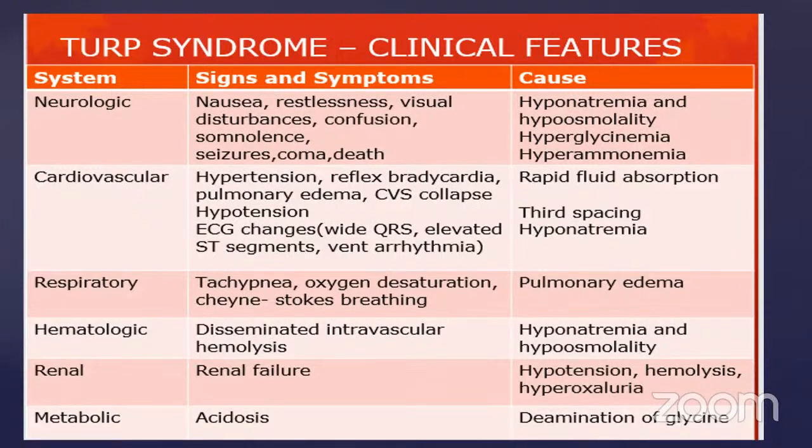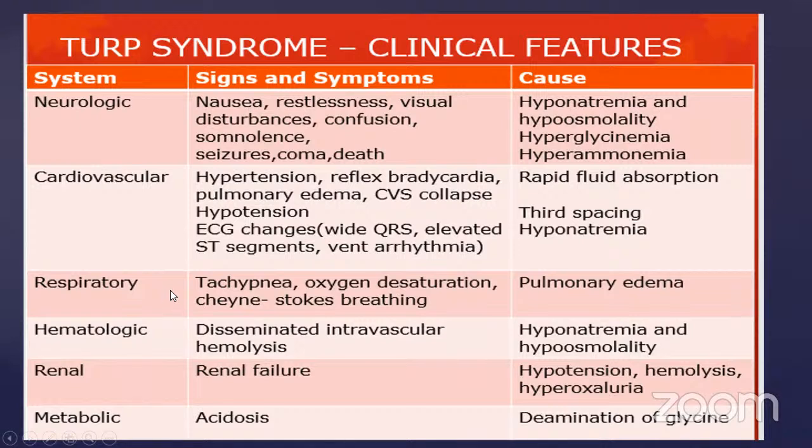Cardiovascular system. In the cardiovascular system, the signs and symptoms are hypertension, reflex bradycardia, pulmonary edema, cardiovascular collapse. Hypotension can also occur. ECG changes are generally wide QRS complex, elevated ST segments, and ventricular arrhythmias. The cause is rapid fluid absorption and third space hyponatremia.